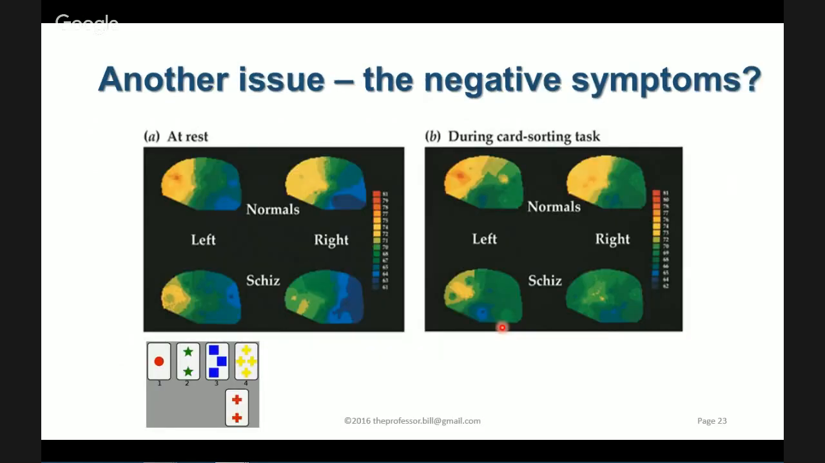Those are the positive features that we associate with dopamine. I also told you that there are some negative features that are associated. So positive symptoms as well as negative symptoms.